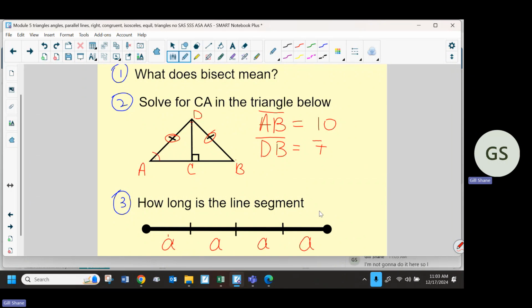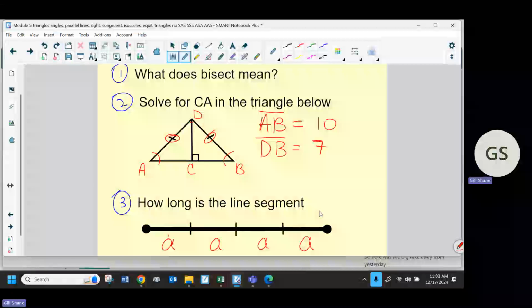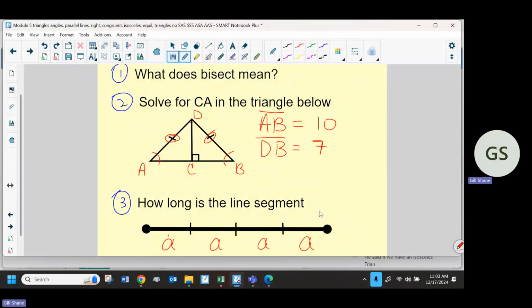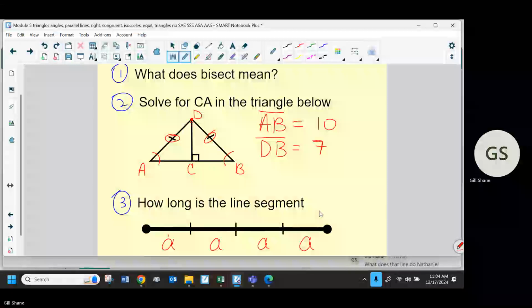So I know these are congruent. So here was the big takeaway from yesterday. We said if we have an isosceles triangle and we draw a line from the top vertex down to the base, so the base is the bottom. When we have it set up like this, where the left and the right sides are the congruent sides, the bottom angles are the congruent angles, the bottom is the base. If we draw a line perpendicular to the base, what does that line do? Nathaniel, can you answer that one? The lesson yesterday.